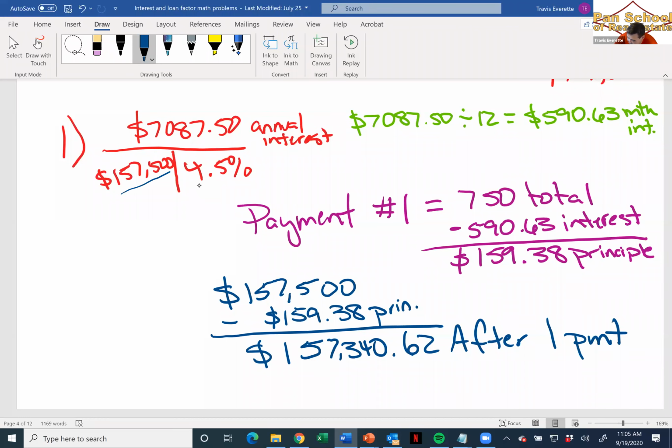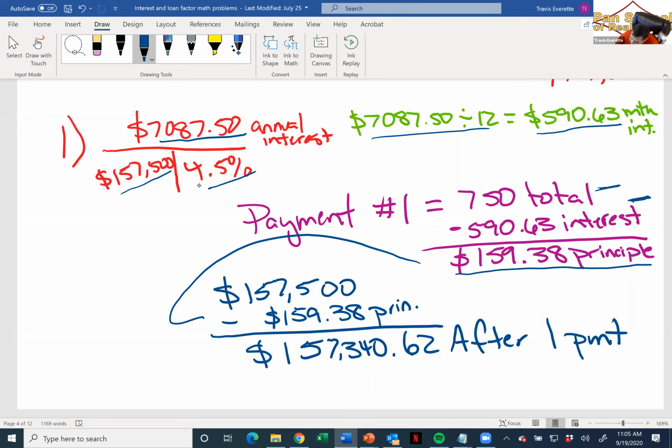So we had the loan balance here of $157,500 at 4.5% interest, which gave us annual interest of $7,087.50. And then we divided that by 12 to break it down into $590.63 monthly. And here is where we looked at the payment and broke it down. We said, okay, we have a $750 total payment, and we have $590.63 in monthly interest. So that must leave $159.38 going toward the principal.